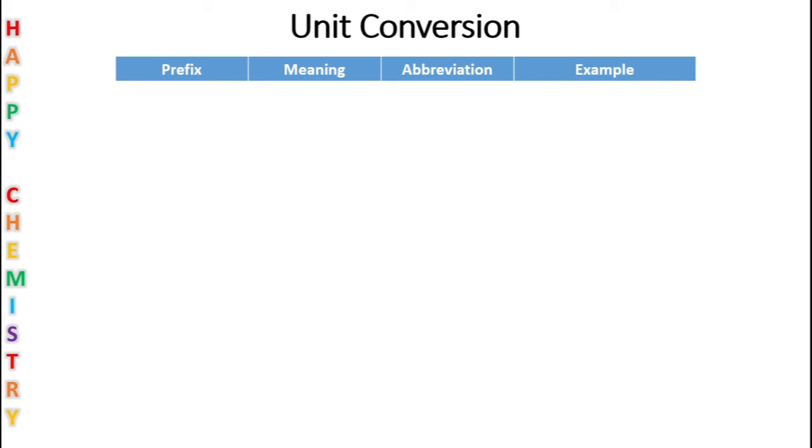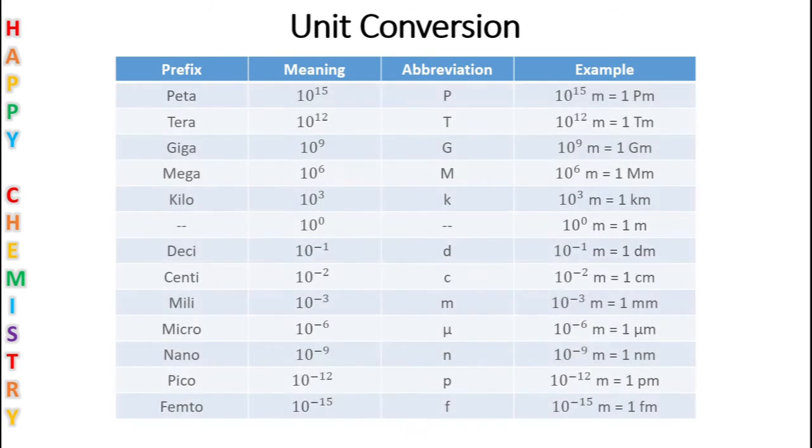To indicate the unit conversion, the prefixes are used. Here, the prefixes are listed for fractions and multiples, and the example is given using meter. For example, 1000 meters is equal to 1 kilometer. The prefix for denoting 1000 is kilo.